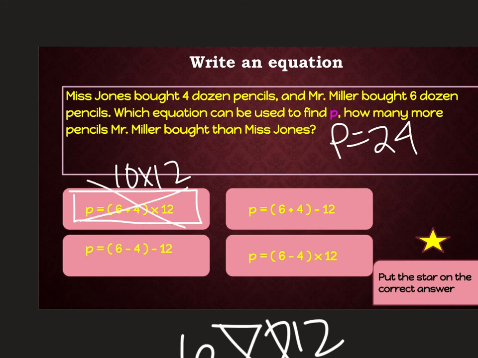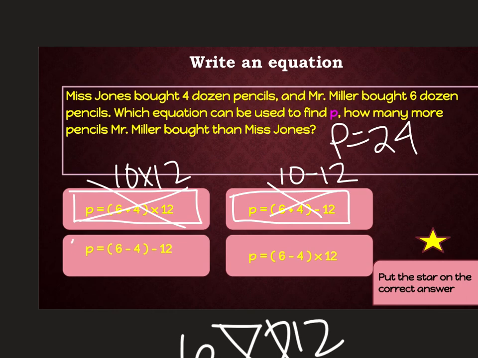Let's look at the next one. We'll try to solve this one next. Parentheses again, we'll do that first. So 6 plus 4 is 10, and 10 minus 12, that doesn't make sense because 10 is not big enough to subtract 12 from, and we're not learning about negative integers yet in fifth grade. So yeah, that doesn't make sense either.